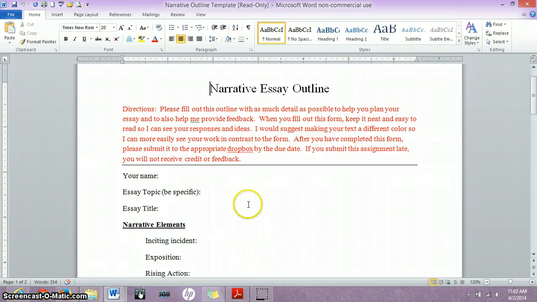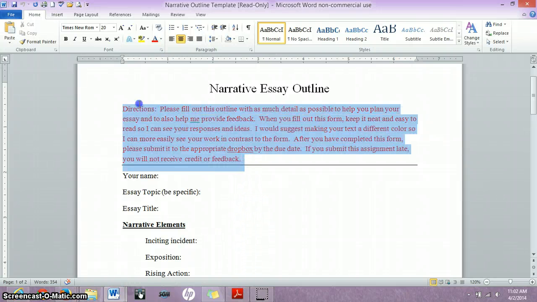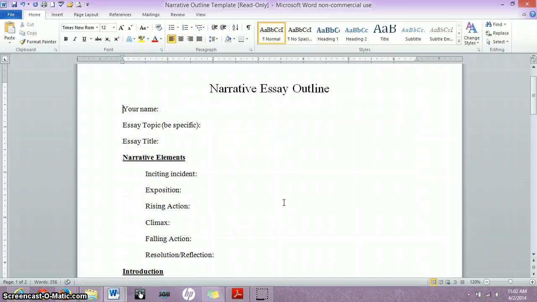So when you start this, do make sure that you submit this on time. Otherwise, you won't get credit for it, and you won't get feedback on it, and you want feedback on this. So when you fill this out, you can go ahead and delete those directions. I don't need those, but then you're going to want to fill out all of this.